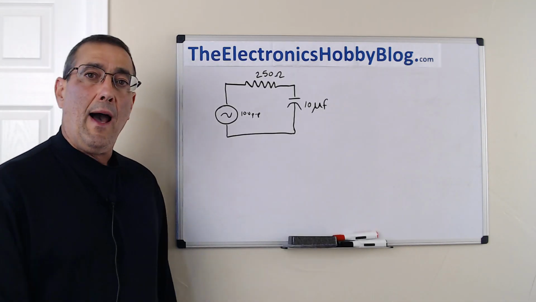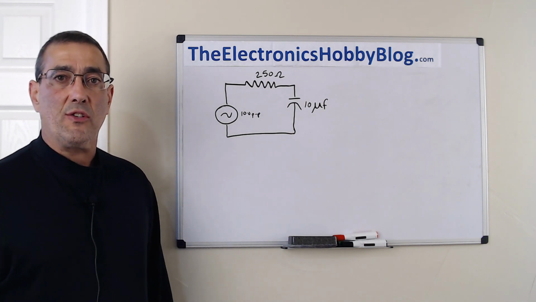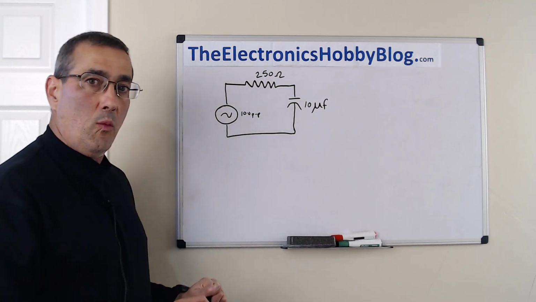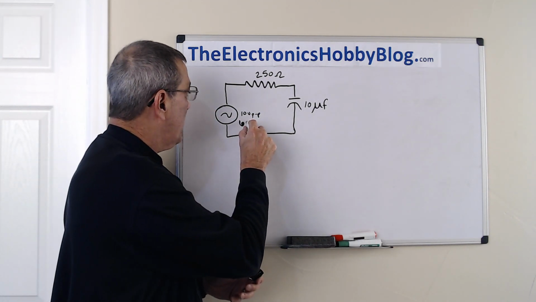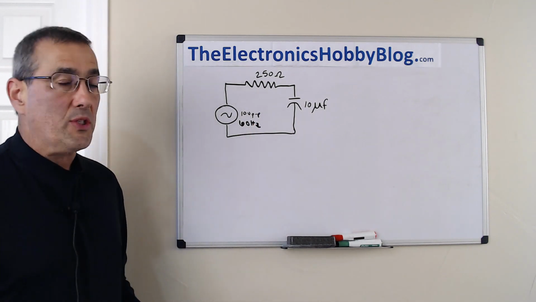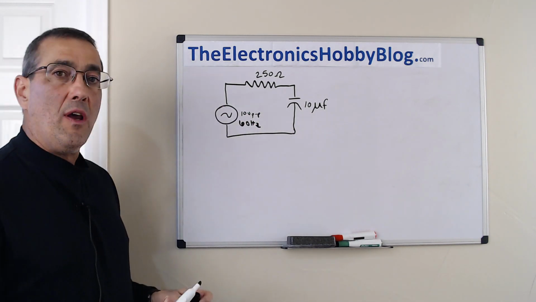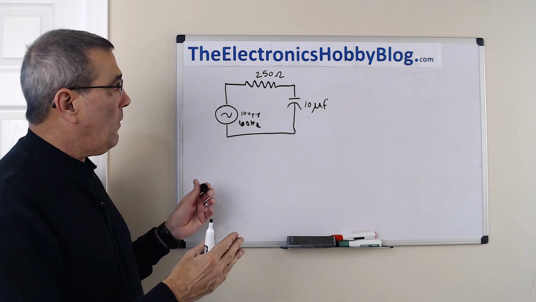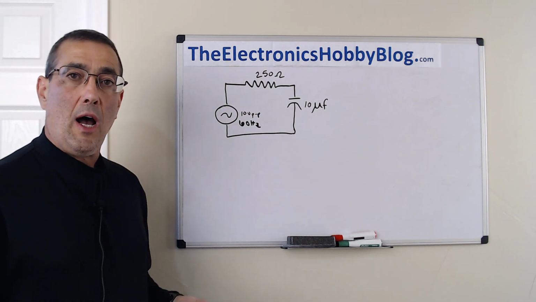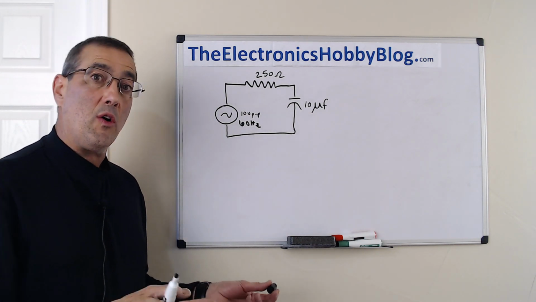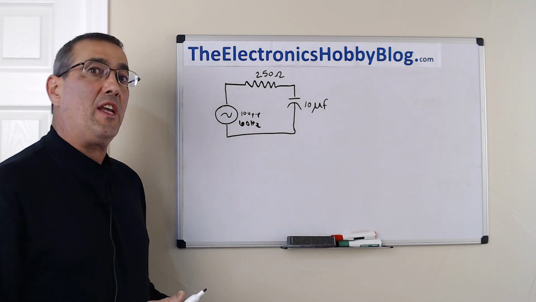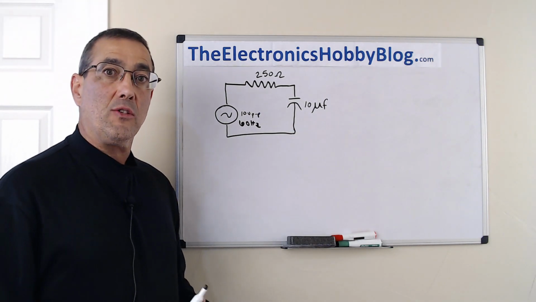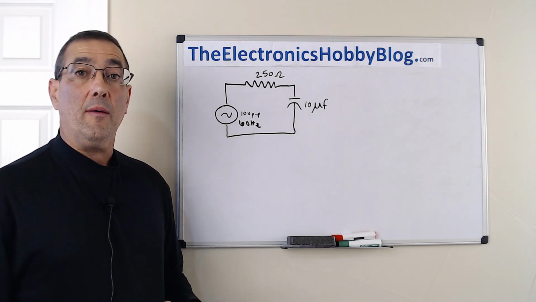So let's take a look at how capacitors behave in AC circuits. So here's an AC circuit, 10 volts peak to peak, and we're going to say it's 60 hertz, so 60 cycles per second. We've got a 250 ohm resistor in series with a 10 microfarad capacitor. Now, in order to be able to use Kirchhoff's current and voltage law, which we learned about earlier, we need to be able to figure out what the effective resistance of the capacitor is. And actually, it's called impedance.